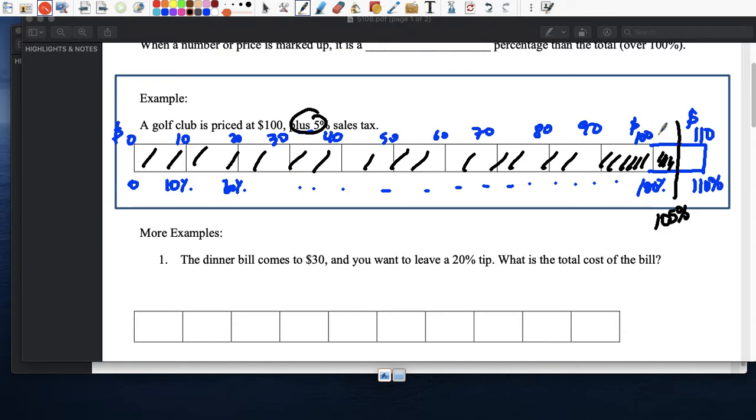So what's between 100 and 110? Well, it's 105. So how much are my taxes? My taxes are this $5 extra, right? It's $5 extra. That's my taxes. So how much do I end up paying the cashier? 105.